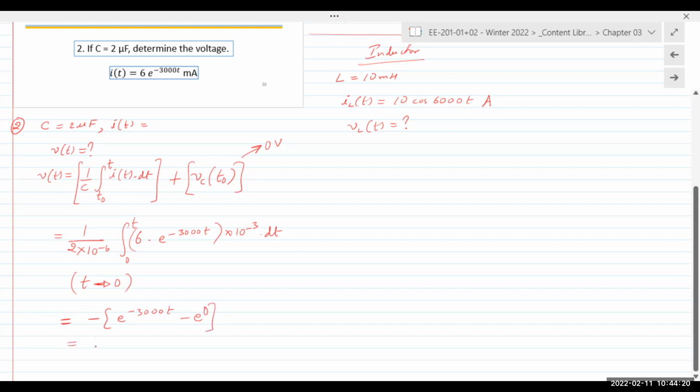So the final answer comes up to be 1 minus e raised to minus 3000 t. And it ends up being volts. So if I hadn't entered the 10 raised to minus 3 in there, my answer would have been incorrect. Instead of being volts, the answer would have come out to be millivolts.